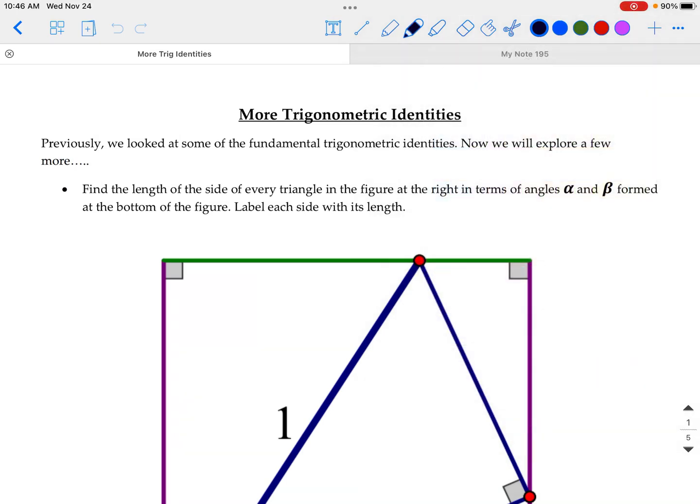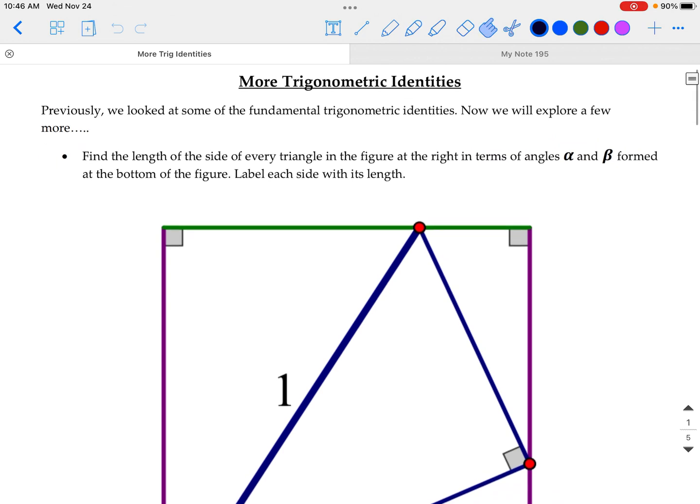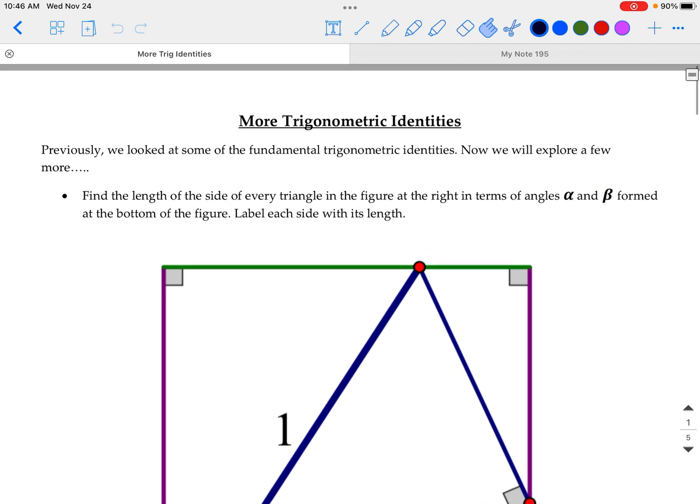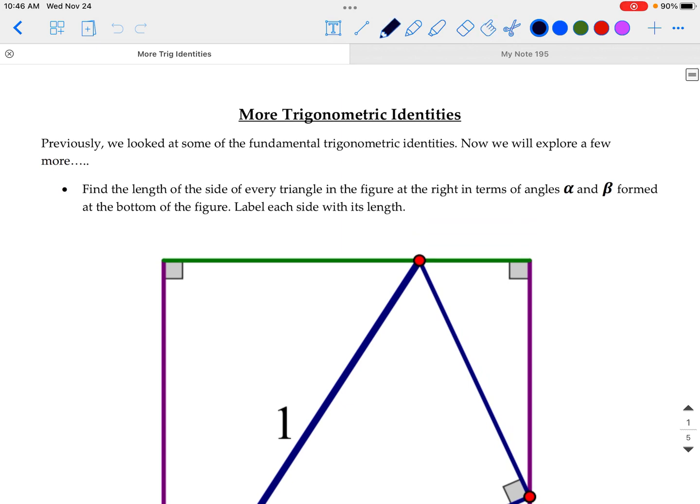Welcome back, everyone. So today we're going to be in the second part of our Trig Identities notes here. And so we've got more Trig Identities being the title. And really what our focus is going to be to determine a few things. But the most important among them are going to be what we call the angle sum and difference identities.